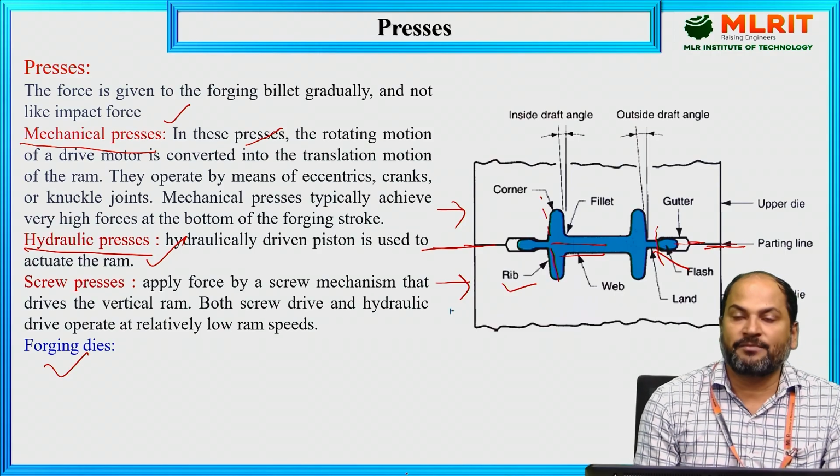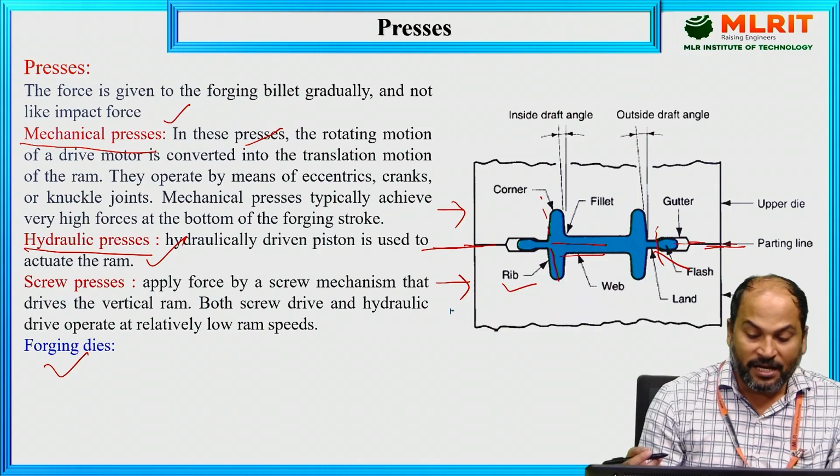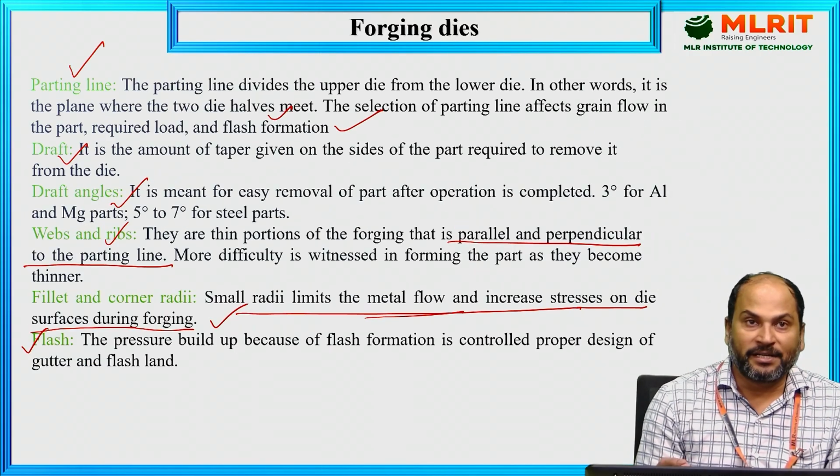Once the material has been deformed, this extra material is adjusted, and a special space is provided over there. So this is known as flash. So these are some of the technical terms which are generally used in a die.